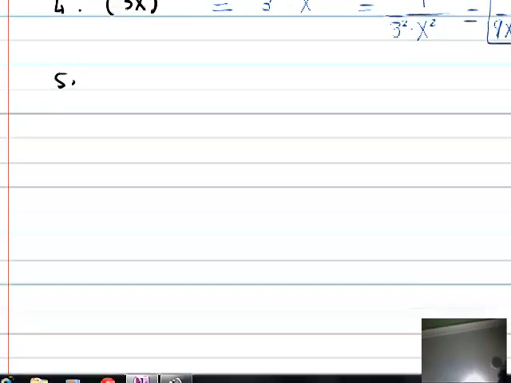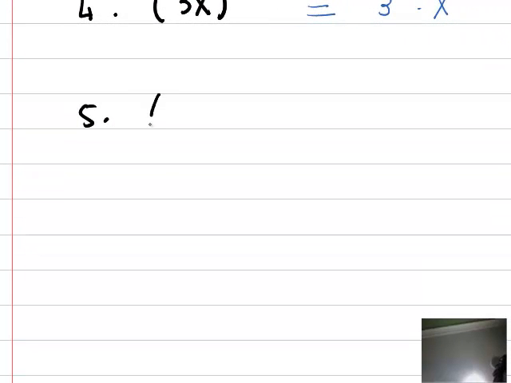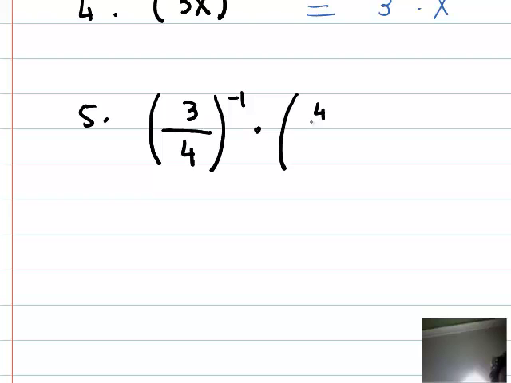Make sure you see and understand the steps, and if you need to pause the video, you're more than welcome to. All right, so that is 3 raised to the negative 1 times 4 over 3 raised to the negative 2 power. Okay, and I want to do that problem.